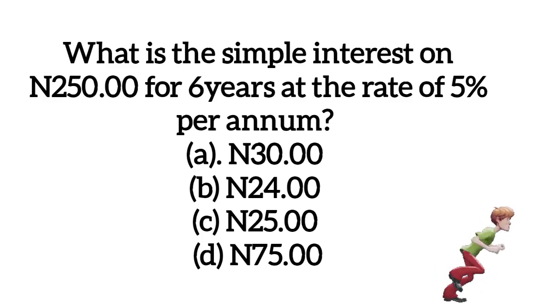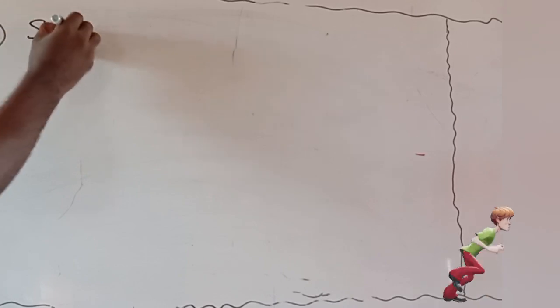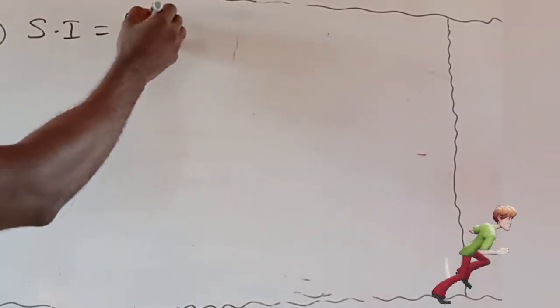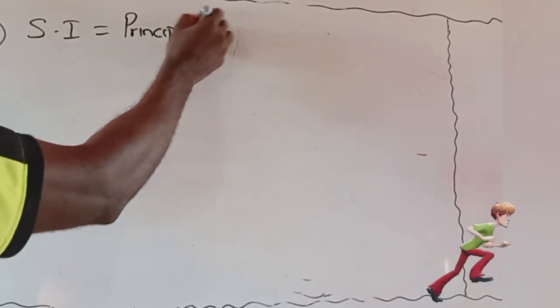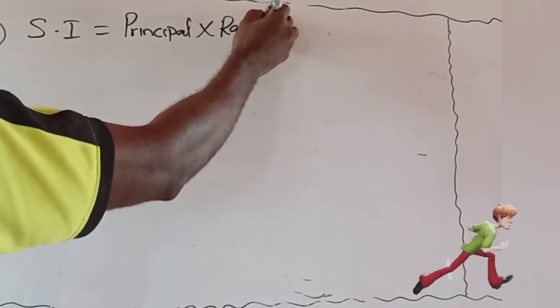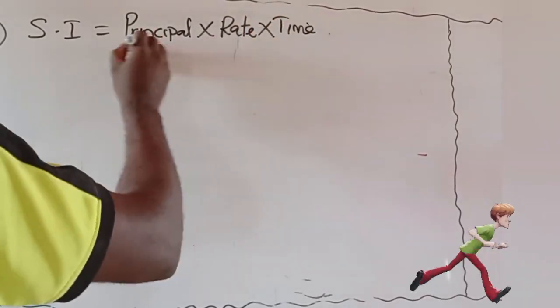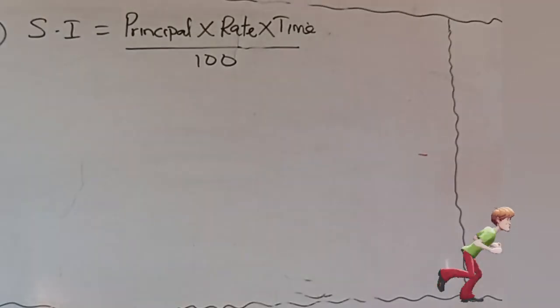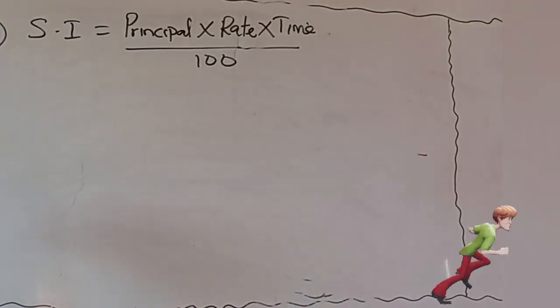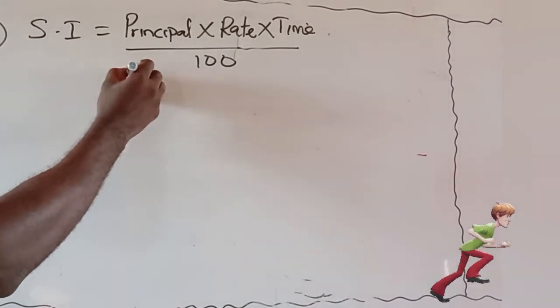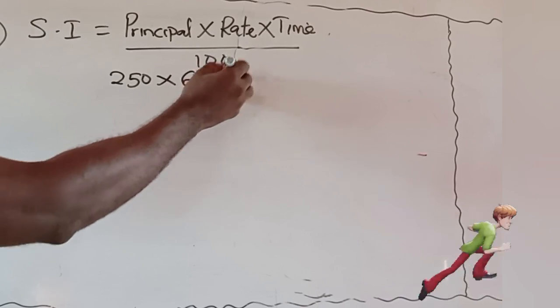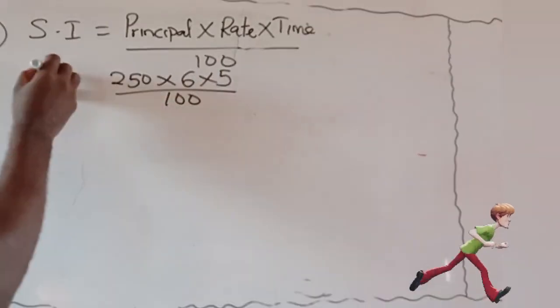What is the simple interest on 250 naira for 6 years at the rate of 5% per annum? Now, this is a common question every time in common entrance. Let's go. Now, don't forget that simple interest is SI equals principal times rate times time over 100. Okay, and the question has been given, so we have 250 multiplied by, what's our rate? 6 times 5 over 100.